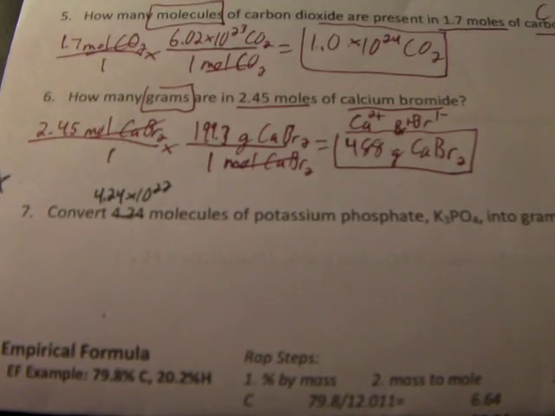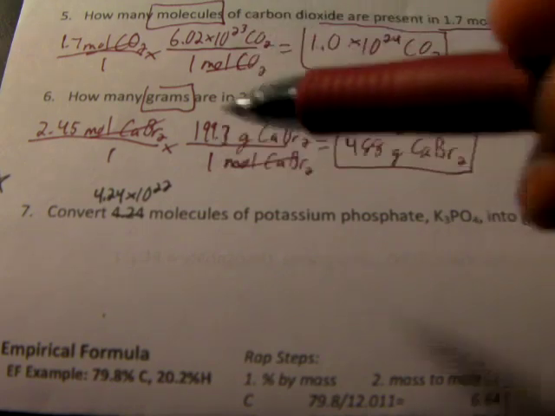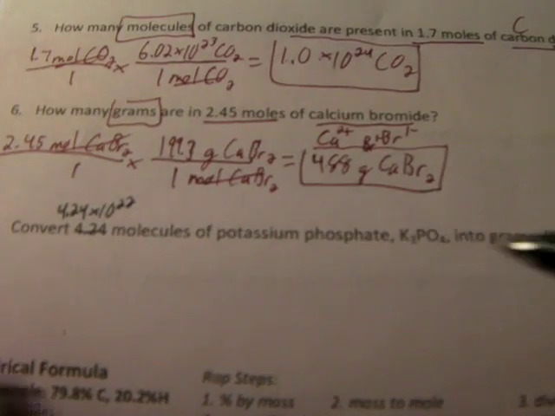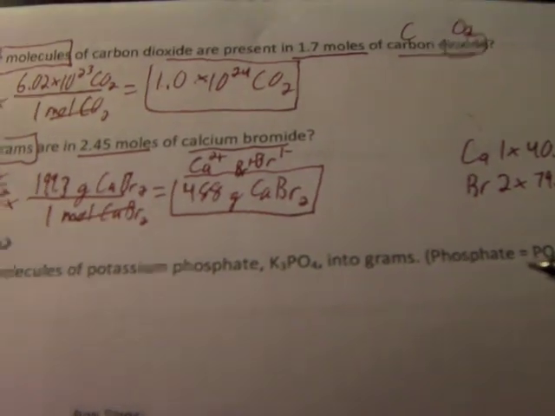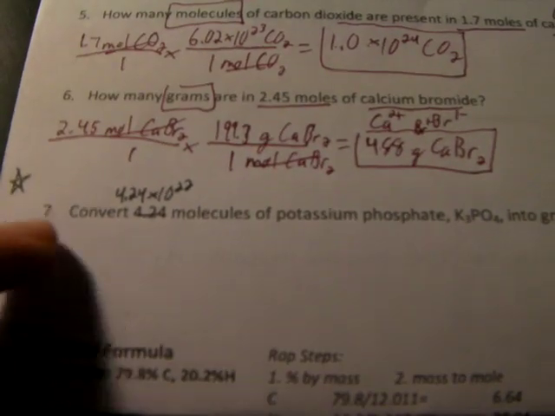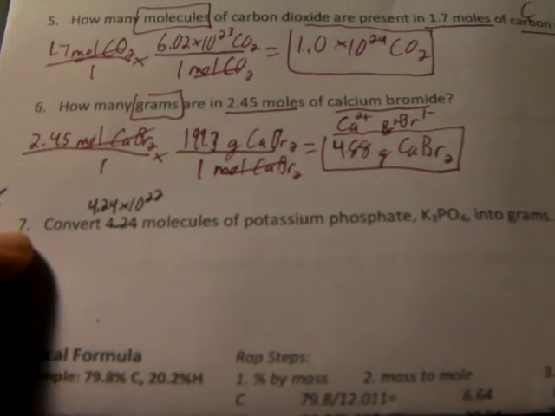And the last one we're doing is converting molecules into grams. So this is going to use 2 steps because we do not have a conversion from molecules directly to grams. We have to go through moles first. This is number 7 on your review for the test.